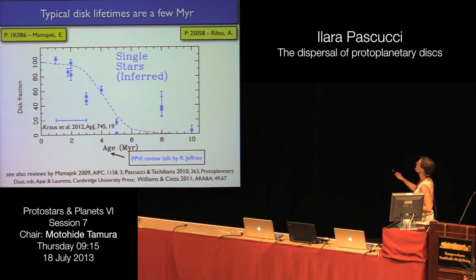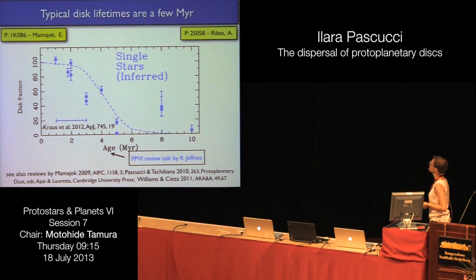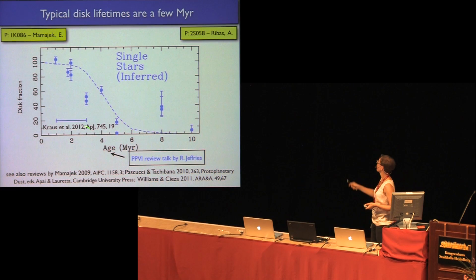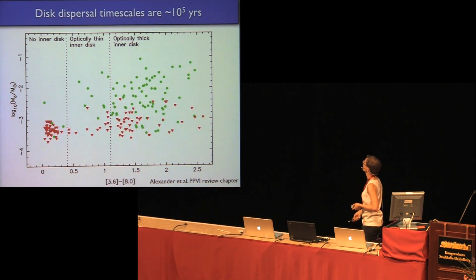We have seen already this figure a couple of times, and what it shows here on the y-axis is the fraction of optically thick dust disks as a function of the age of different star-forming regions. And what we infer from this type of data is that disks' lifetimes are a few or up to several million years if we change the scaling of the star-forming regions. There are also two interesting posters on the same issue to look at.